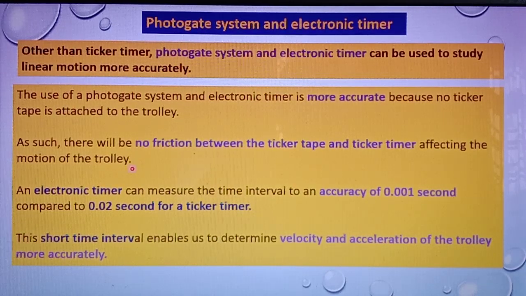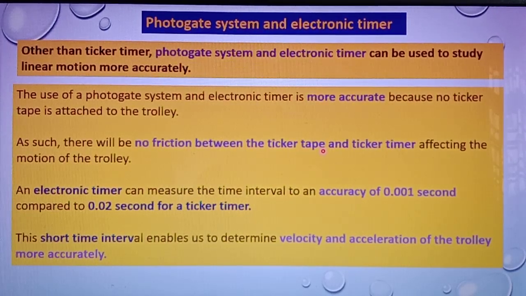So the actual speed of the trolley may be a bit smaller due to the friction between ticker tape and ticker timer. Now when you use Photogate, no more friction because we don't use ticker tape here. We use an electronic timer to record time taken. So an electronic timer can measure time interval to an accuracy of 0.001 second.